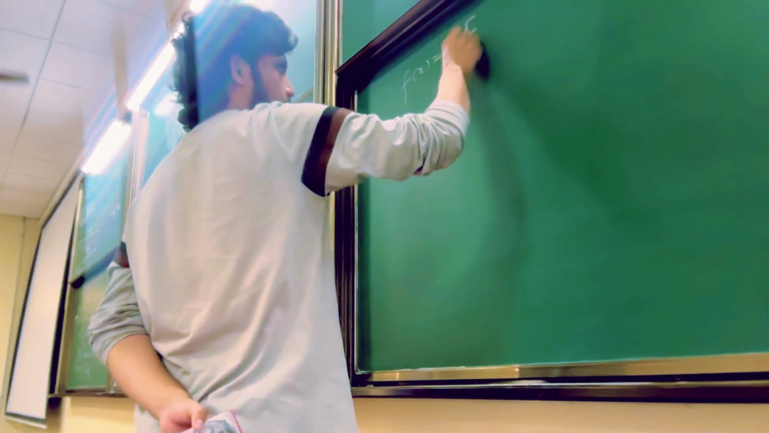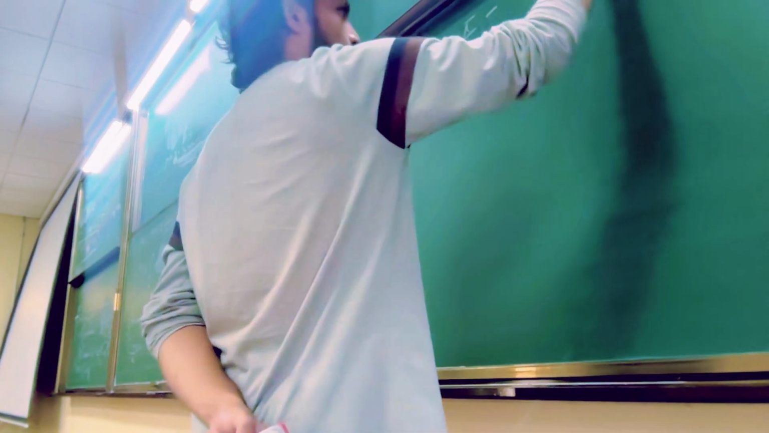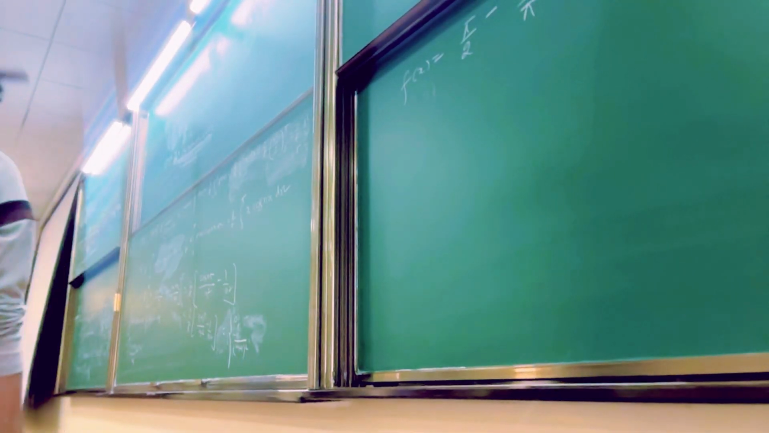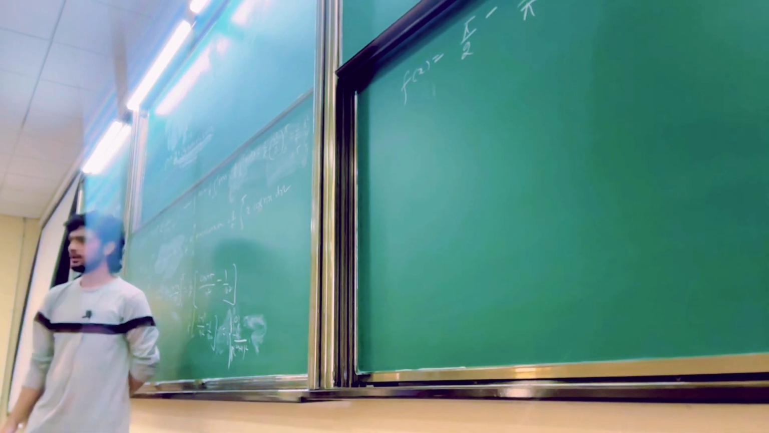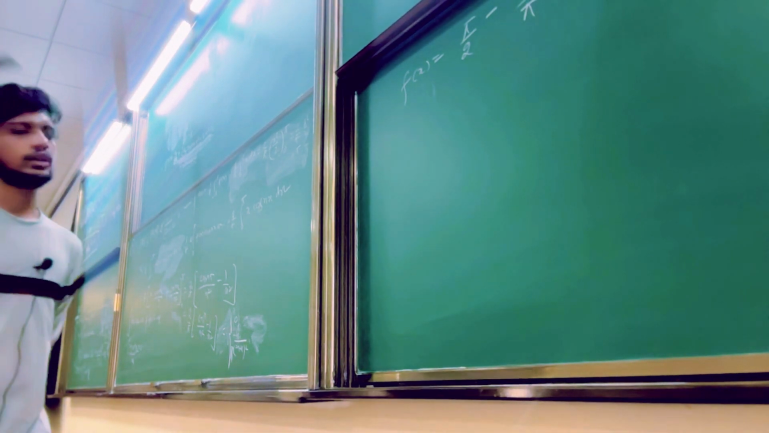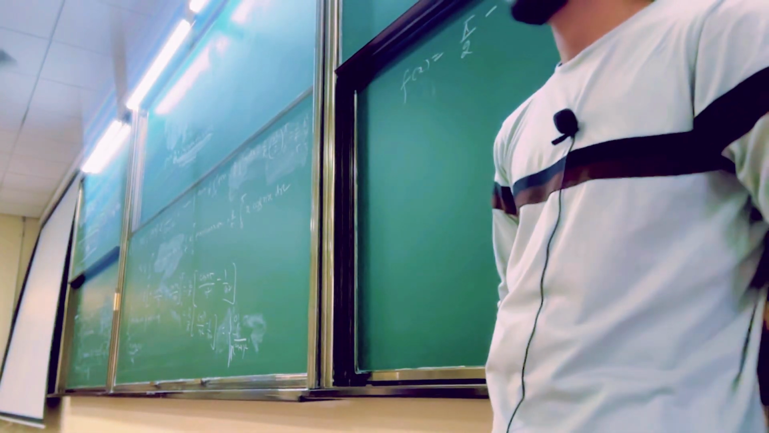pi by 2 minus 4 by pi, summation of 1 upon 2n plus 1 square into cos 2n plus 1 x. Is it okay? Fine. Okay, so this is the Fourier series for mod x.